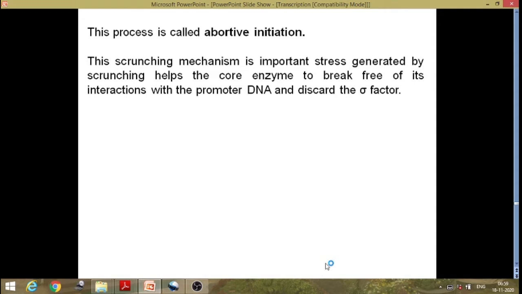So the scrunching mechanism is important because the stress generated by the scrunching helps the core enzyme to break free of its interactions with the promoter DNA and discard the sigma factor. So the scrunching mechanism is important because it creates a stress that leads to a release of sigma factor from the enzyme, so that the enzyme can move freely on the DNA molecule, carrying out the transcription process.